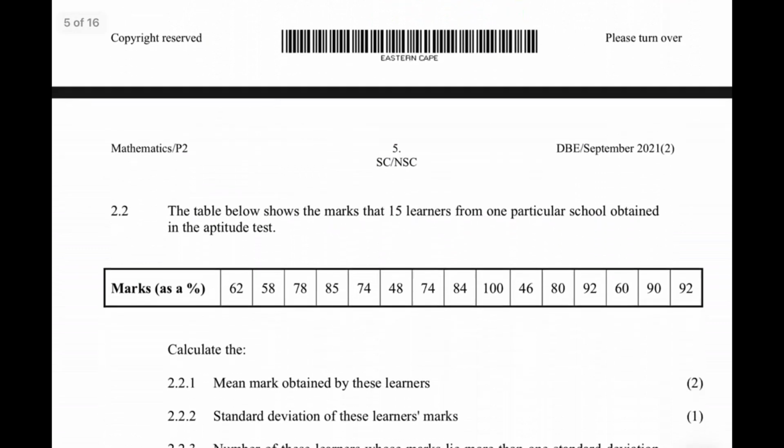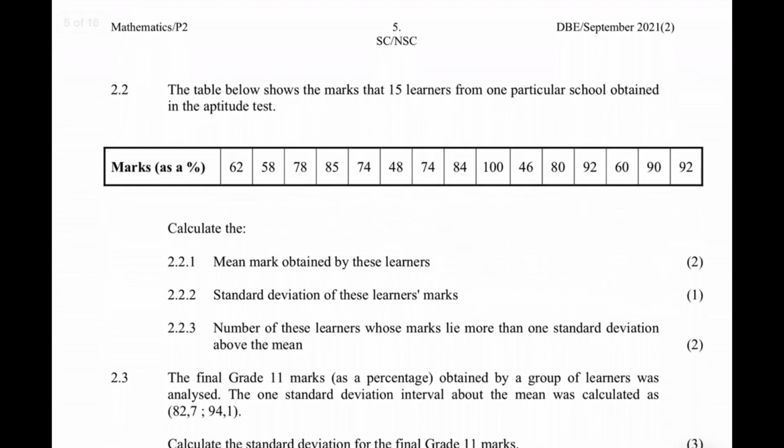Let's move to 2.2. 2.2 says the table below shows the marks that 15 learners from one particular school obtained in an aptitude test. The marks are given as a percentage. 2.2.1 says calculate the mean obtained by these learners. We know fully well that the mean, or the average, is equal to the total sum of the data divided by the number of the data points.